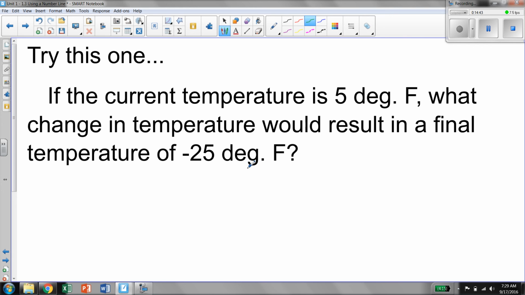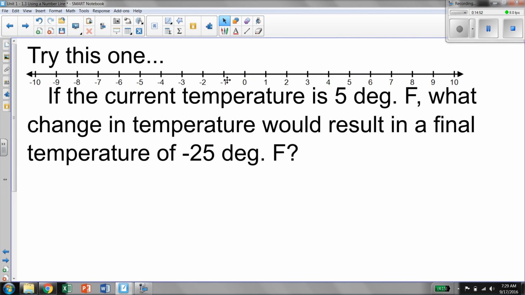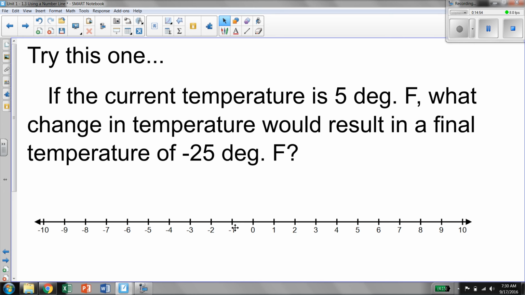Okay. If the current temperature is 5 degrees, what change in temperature would result in a final temperature of -25 degrees? This is very similar to our spearfish example. Again, if you are someone who's visual like I am, take out a number line, right? This one doesn't go to negative 25, but we can still use it, or the one you make, you could still use to go to negative 25. So we could start at 5, and then we're going to go all the way to negative 25. I'm just going to put this mark because it would be somewhere down there on the left, right?